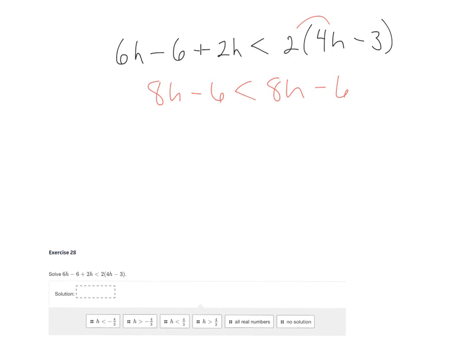And let's say that I minus 8h from both sides. That's going to leave me with negative 6 less than negative 6. Is negative 6 less than negative 6? The answer is no, so this is a no solution.